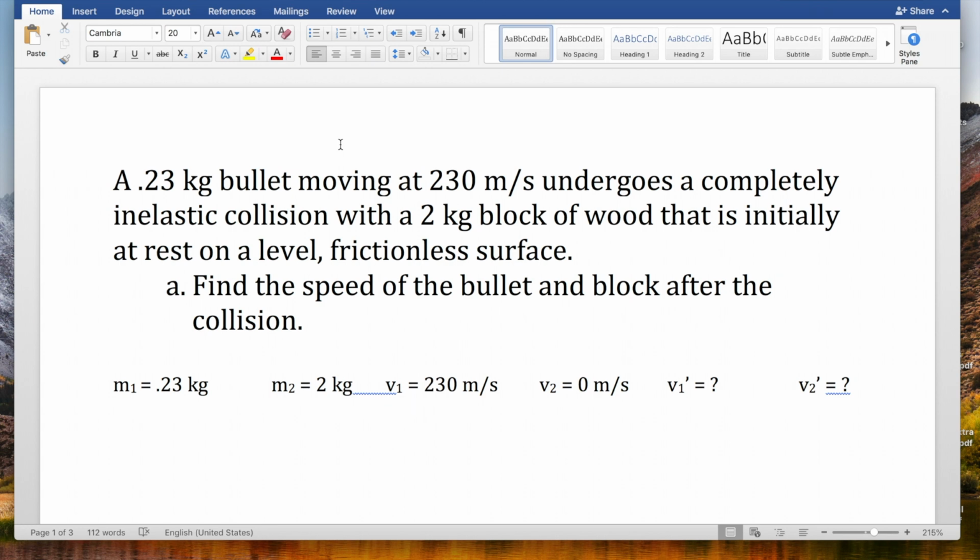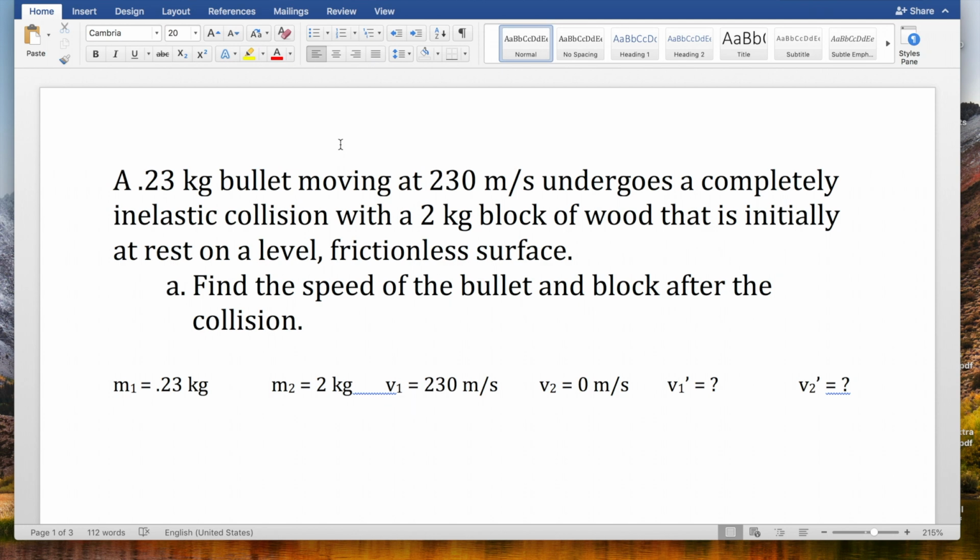All right, so the most important detail about this problem is that the bullet and block undergo a completely inelastic collision. When objects undergo a completely inelastic collision, that means that they're going to stick together and move with the same final velocity. And that detail is critical in order for us to be successful at solving this problem.